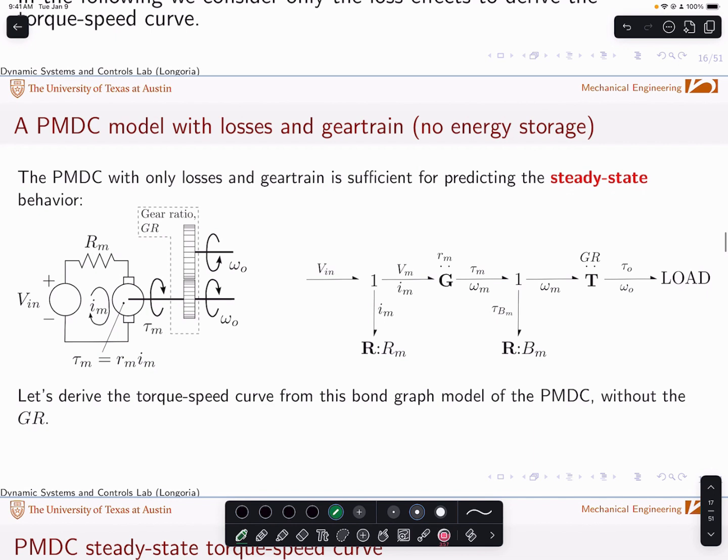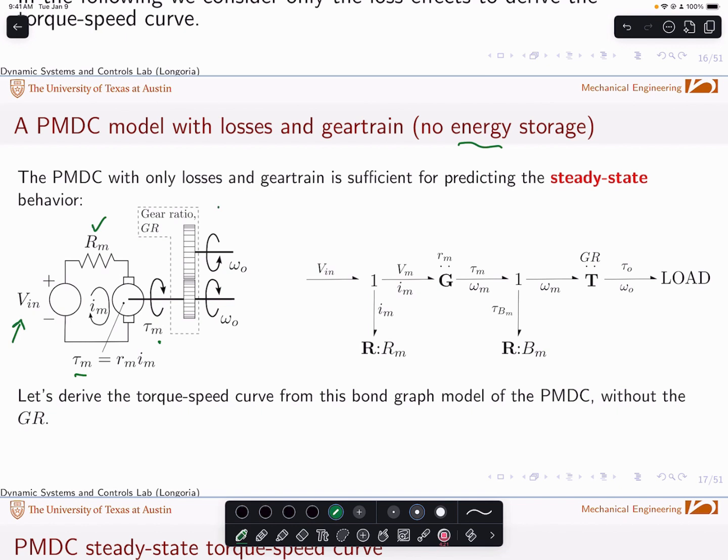So here's a model where we've taken out all the energy storage. So there's no inductance, no inertia. So this is a model that's useful for steady state operation and for characterizing the torque speed curve. Here you have an input voltage at the motor terminals. I'm keeping some linear resistance of the coils. Here's my EM conversion relation. The back EMF is implied.